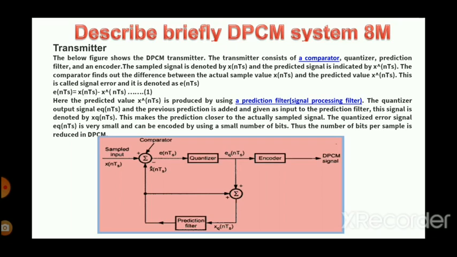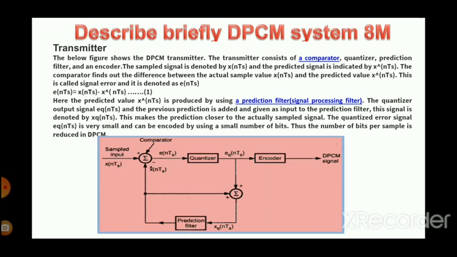The figure below shows the DPCM transmitter. It consists of a comparator, quantizer, prediction filter and an encoder. The sampled signal is denoted by X(nTs) and the predicted signal is indicated by X^(nTs). The comparator finds the difference between the actual sample value X(nTs) and the predicted value X^(nTs). This is called the signal error and is denoted by E(nTs). E(nTs) equals X(nTs) minus X^(nTs).